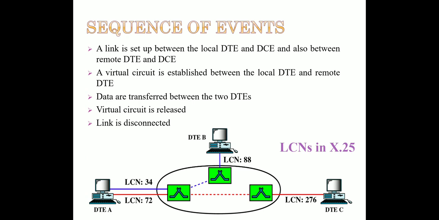Now what I mean by the LCNs being local: between a DTE and its own DCE, if there is LCN 72, and there is a DTE B and its DCE, I can also have LCN 72. There won't be any confusion, because they are local LCNs.